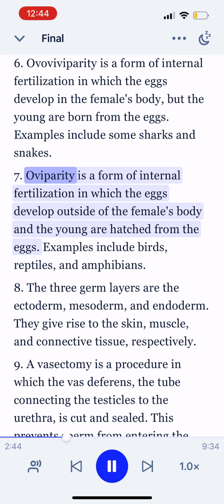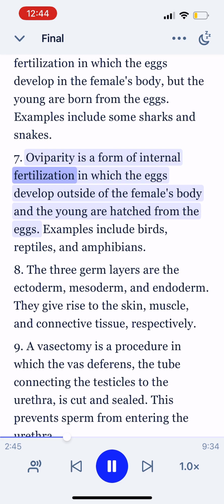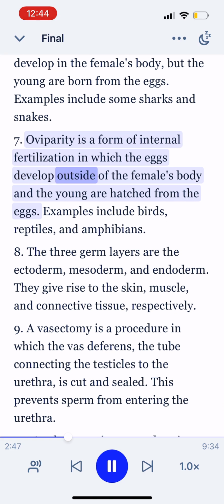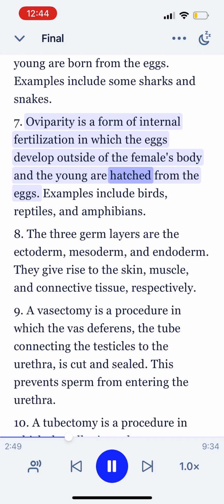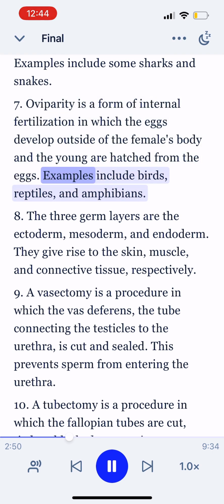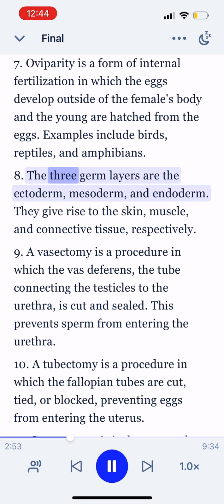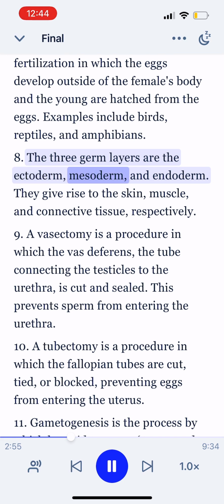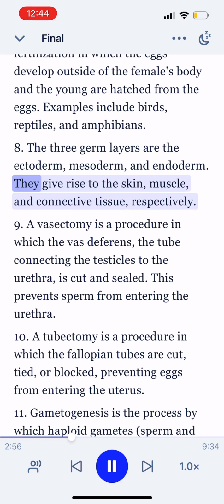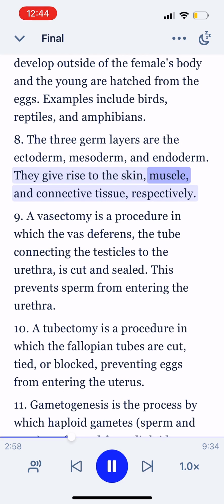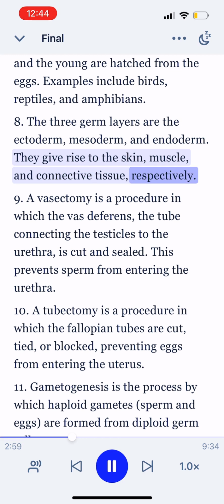7. Oviparity is a form of fertilization in which the eggs develop outside of the female's body and the young are hatched from the eggs. Examples include birds, reptiles, and amphibians. 8. The three germ layers are the ectoderm, mesoderm, and endoderm. They give rise to the skin, muscle, and connective tissue, respectively.